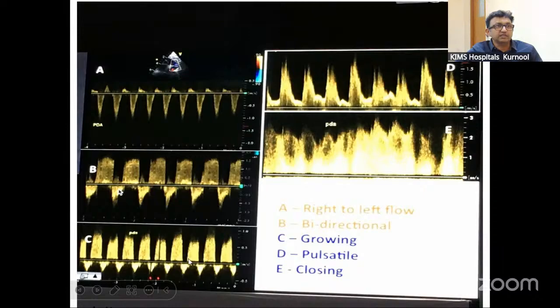So ducts like this, slowly the pulmonary pressure drops, and it will become like this in the next 1 or 2 days. So both growing pattern and the pulsatile pattern is where we need to treat. The other patterns like closing pattern, pulmonary hypertension patterns, we generally don't treat. They are not advisable to treat.